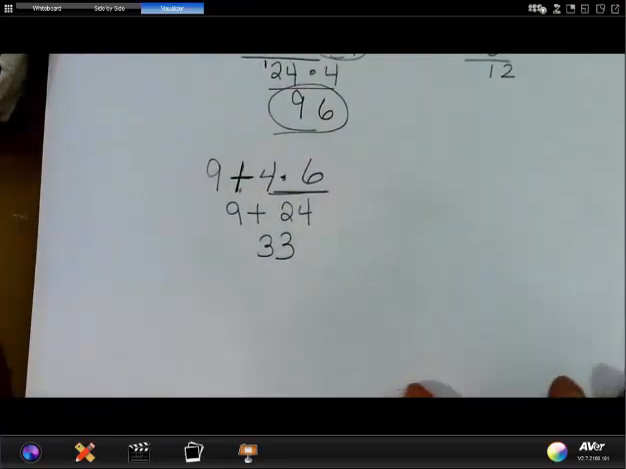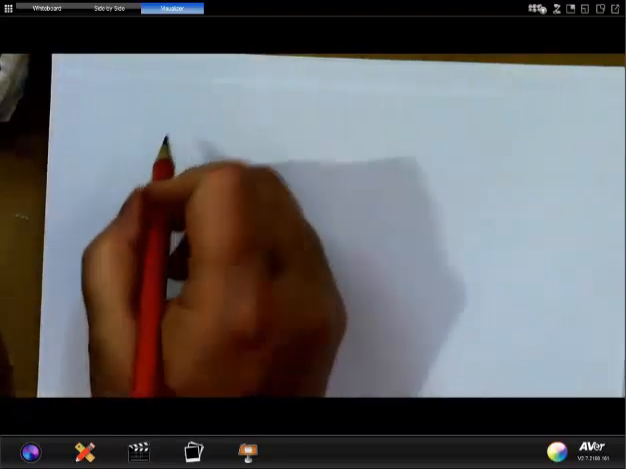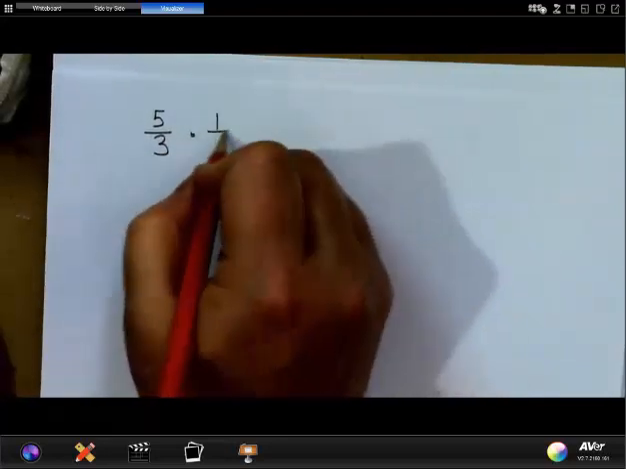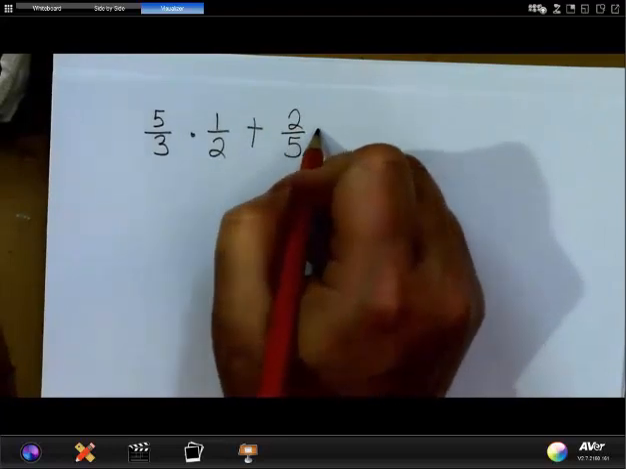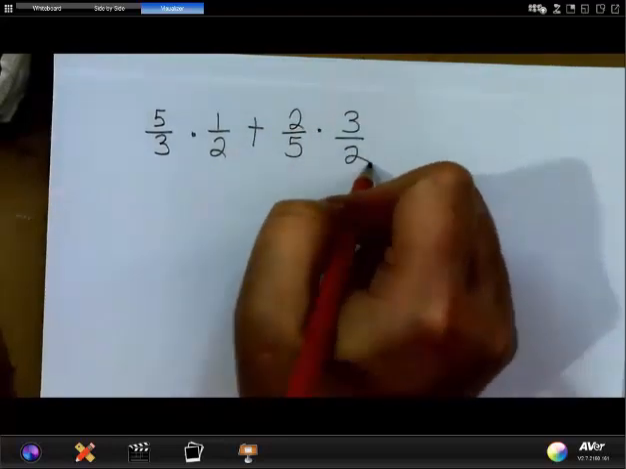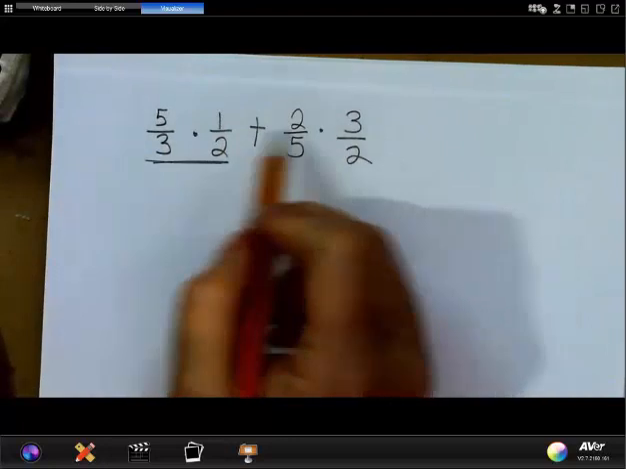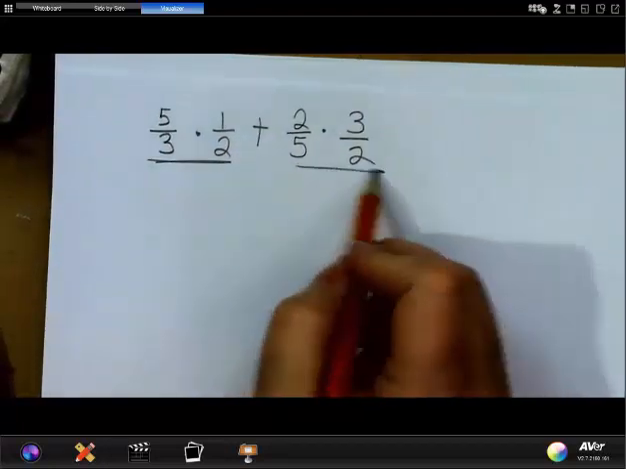So now let's do a hard one where we have fractions. All right, so let's look at a fraction. These come from your homework, so I'm not trying to be mean. 5/3 times 1/2 plus 2/5 times 3/2. So now, since these are both multiplication separated by an addition sign, you can actually do these at the same time.